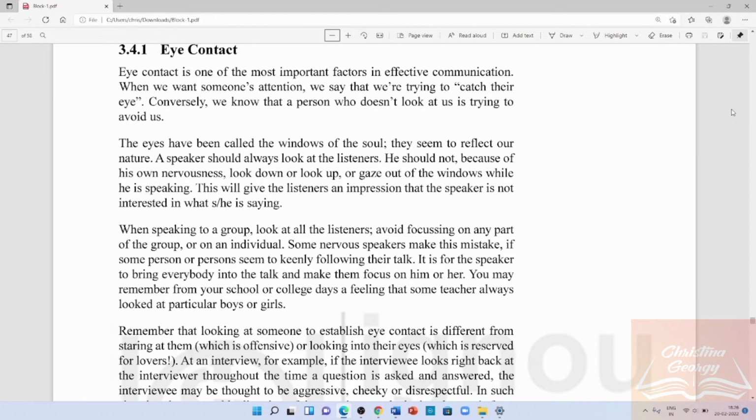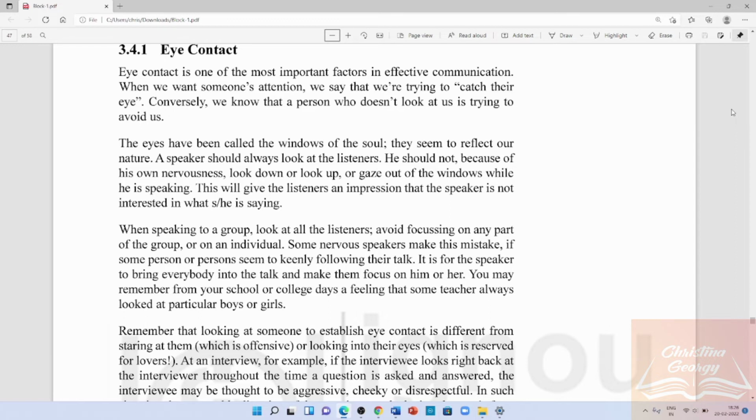Eye contact is one of the most important factors in effective communication. The eyes have been called the windows of the soul. They seem to reflect our nature. A speaker should always, therefore, look at the listeners. Eye contact is very important, my dear learners.